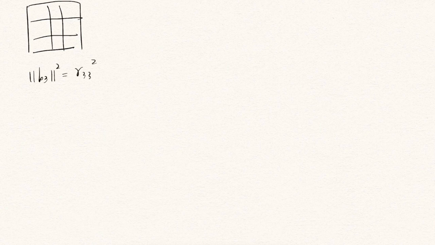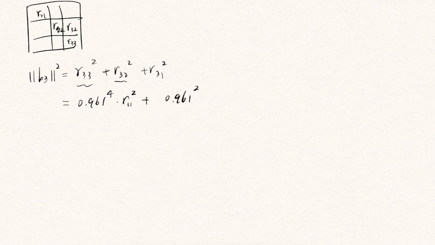B3 square is R33 plus R32 plus R31 square. Okay, and this, because of transitive properties, is 1, 4 times square of R11. The R32 is brought close enough to R22, and R22 has some relationship with R11. So this can be, if you worked it out, times 0.3 square times R11 square.